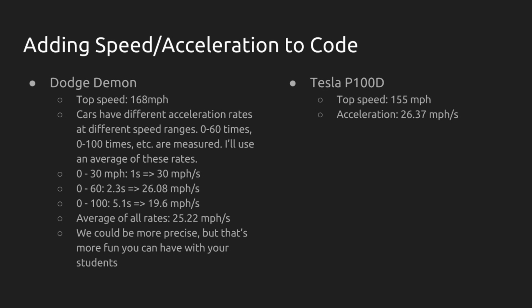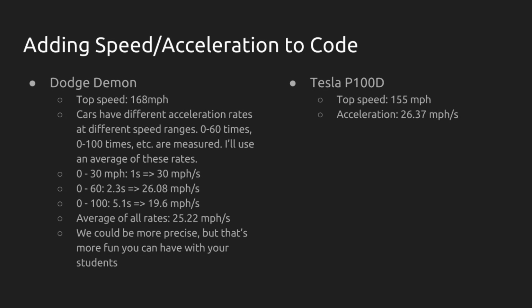So for the Dodge Demon, based on the information I found, it's 0 to 30 acceleration. It can go 0 to 30 in 1 second. So that's 30 miles per hour per second, right? 0 to 60, 2.3 seconds. So that's 26.08 miles per hour per second. And 0 to 100 takes 5.1 seconds. That's 19.6 miles per hour per second. We take an average of all those rates. That's 25.22 miles per hour per second. That's our acceleration rate.